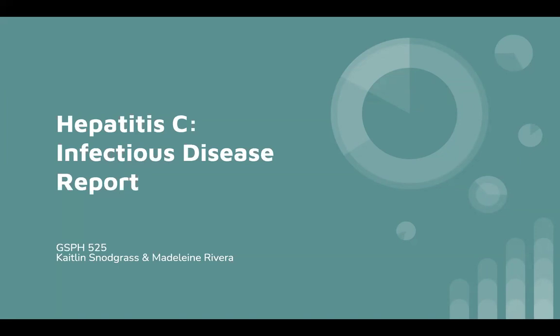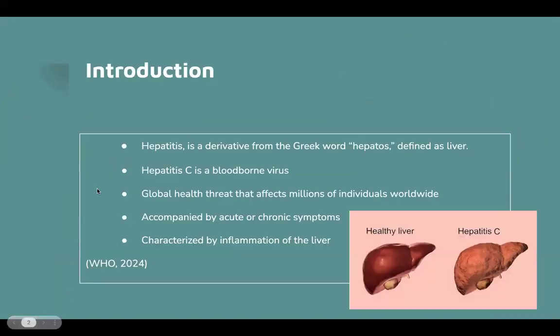We are presenting on hepatitis C. Hepatitis C is a viral infection which predominantly affects the liver. It continues to be one of the most common viral infections, posing a great global threat, including to the United States. The word hepatitis is derived from the Greek word hepatos, defined as liver. Therefore, it refers to inflammation of the liver.